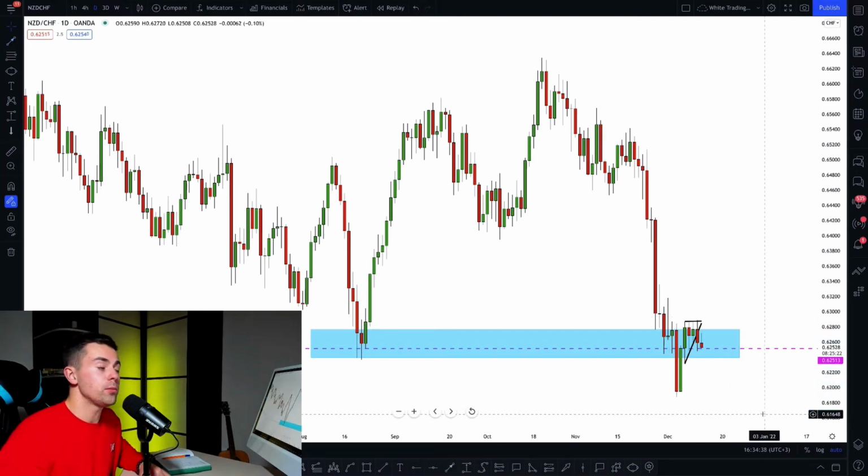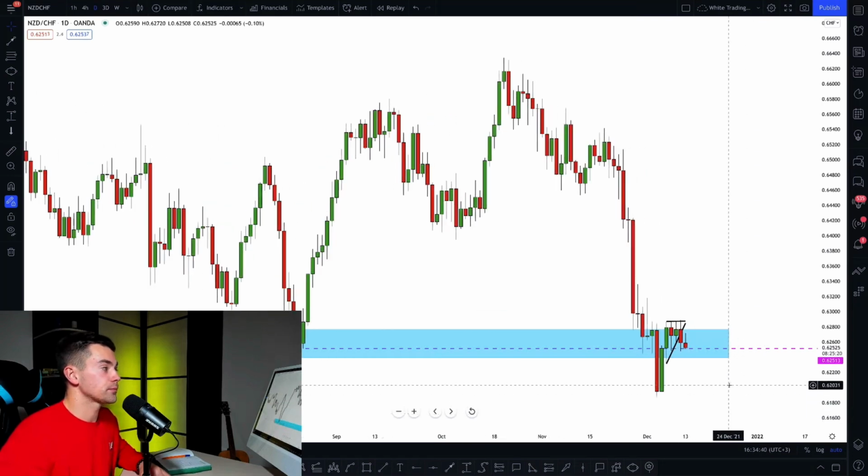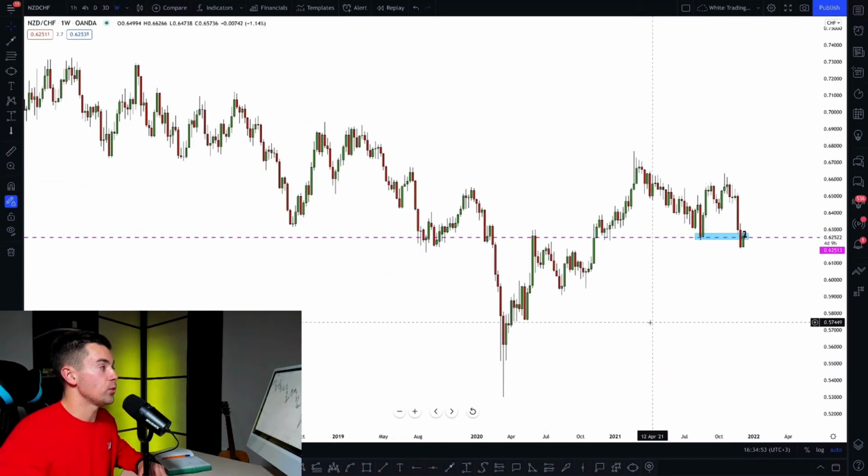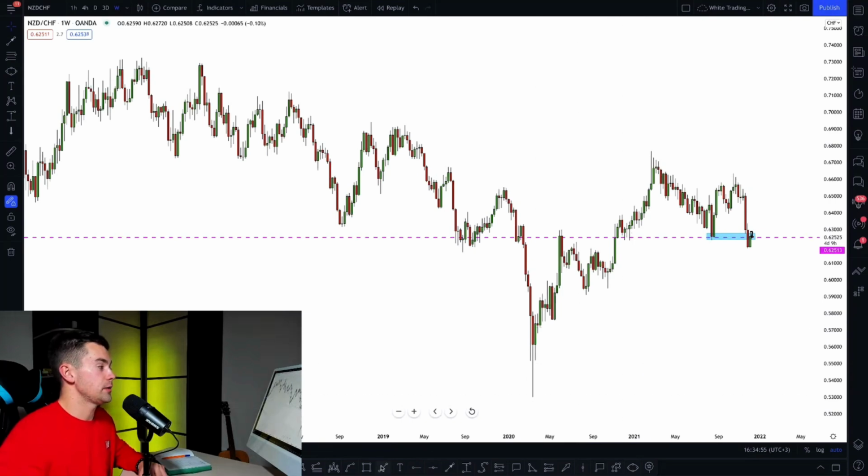But the problem here is that analyzing this breakout, we didn't consider the perspective. Yes, we didn't analyze higher time frames. If we open the weekly time frame, look what I spotted on a weekly time frame. Here you can see that we have the price action for the last 4 years on New Zealand Swiss. And here I wanted to show you this low high.